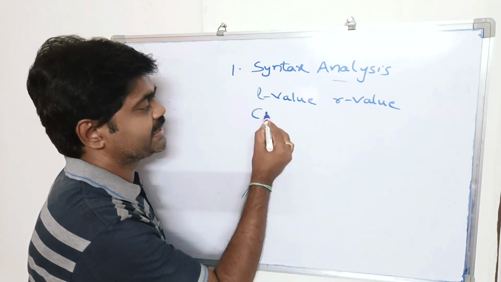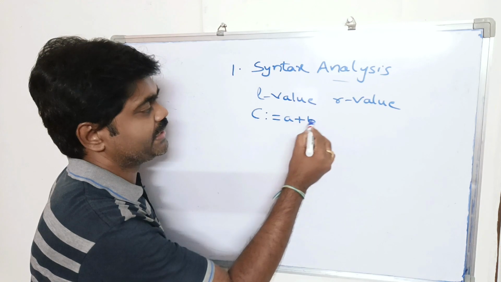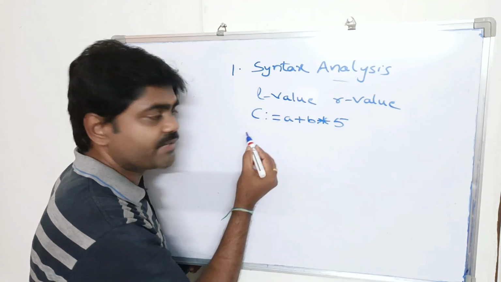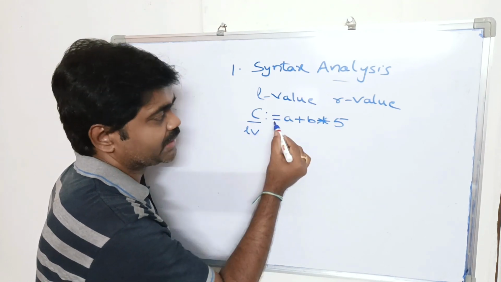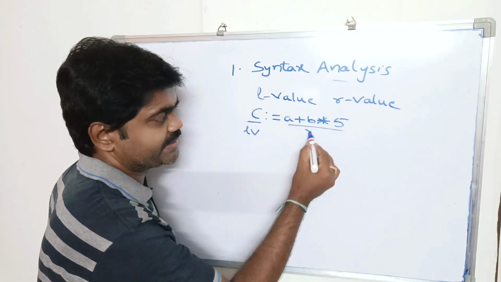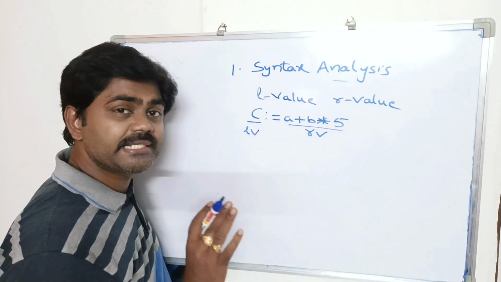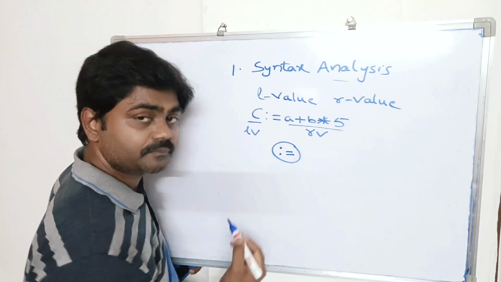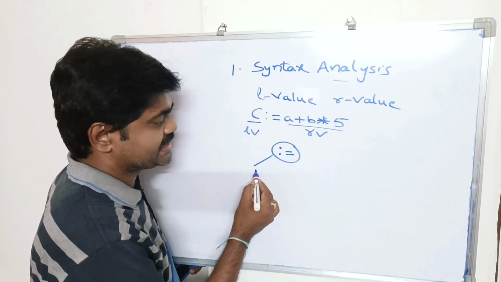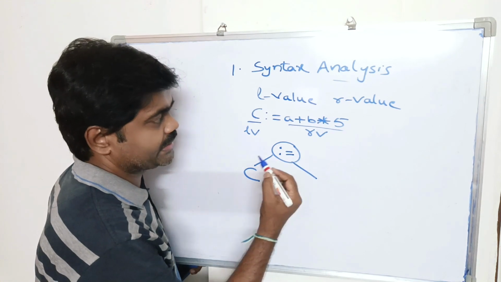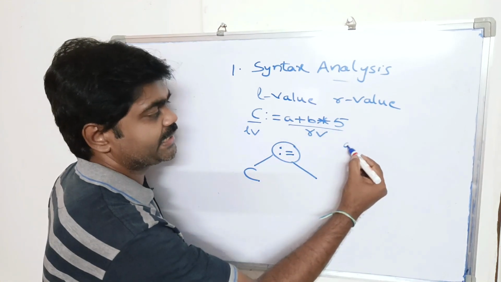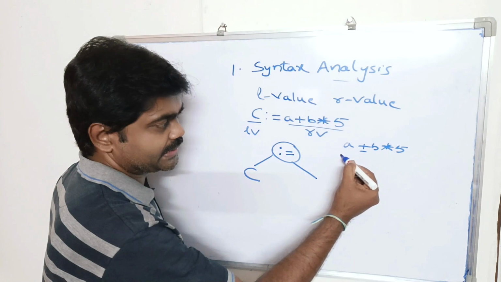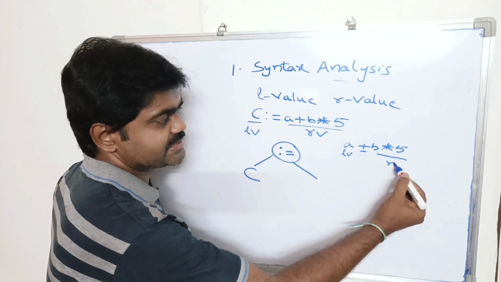So here we are taking C equal to A plus B into 5. Before the operator, whatever we have is the L value, LV, and after the operator, this is called RV, left value and right value. Now the operator becomes our root. What is the operator here? Equal to is our operator. What is left of the operator? C. And what is right of the operator? A plus B into 5. Now take A plus B into 5 again. In this, plus is our operator, A is the left value, and B into 5 is the right value.